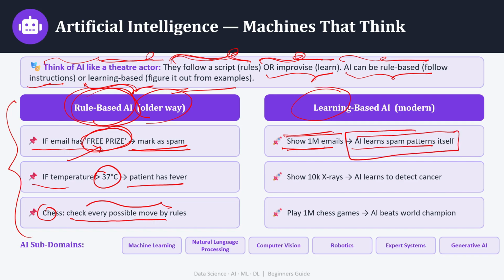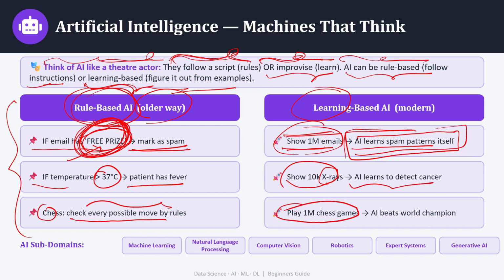So I am not going to give any specific term to decide whether the email is spam or not. It has to learn on its own. So out of all these 1 million emails, AI will automatically learn the pattern and decide which email is spam and which is not. If you give it 10k X-rays, it automatically detects the cancer.